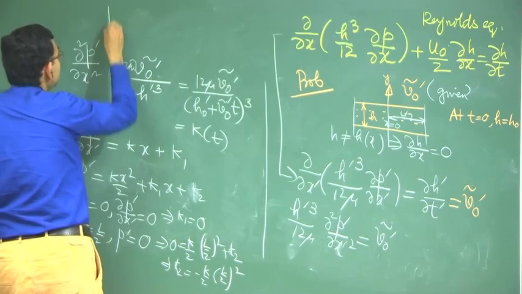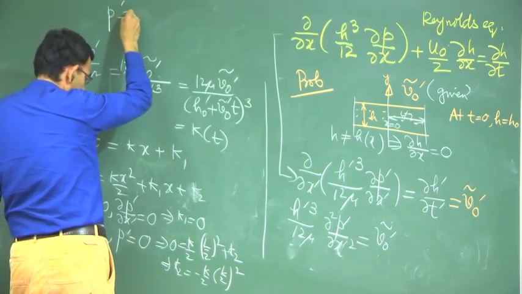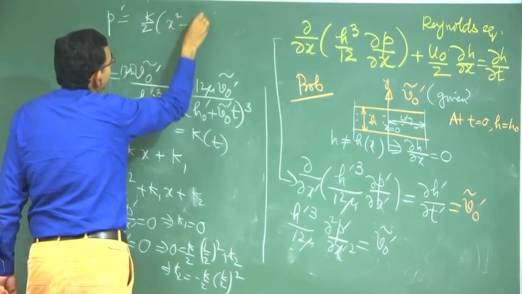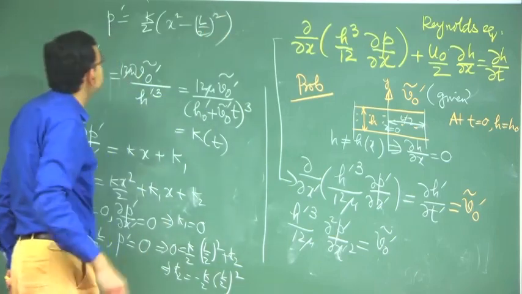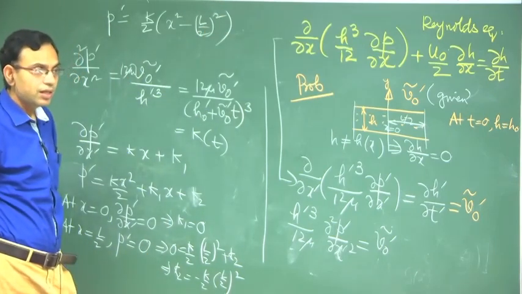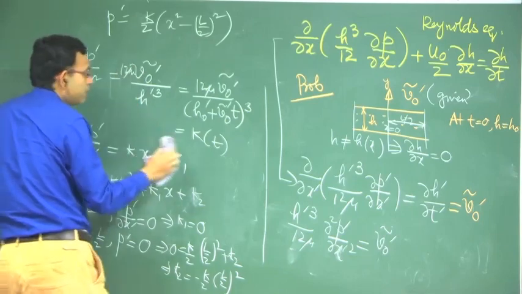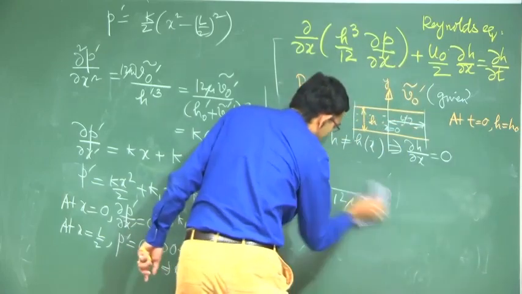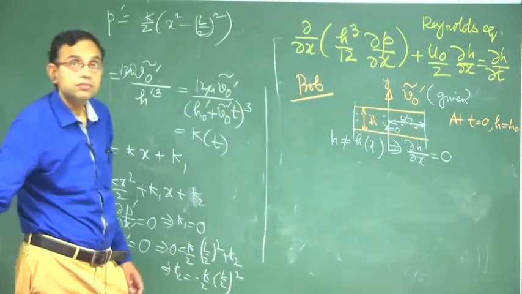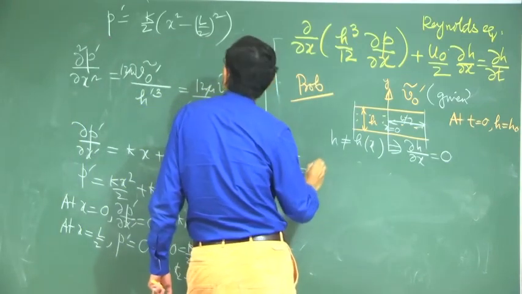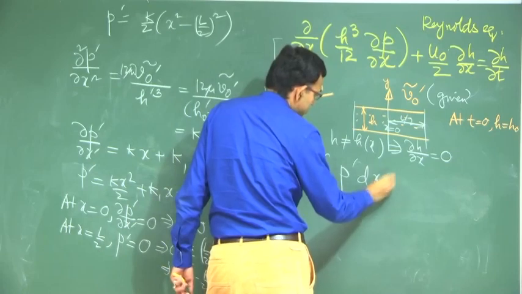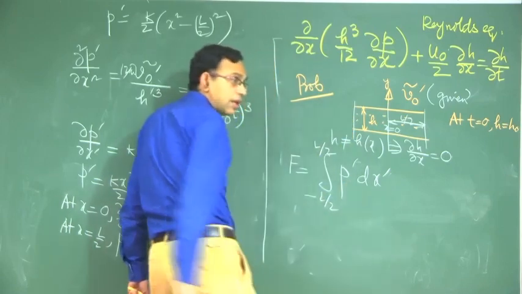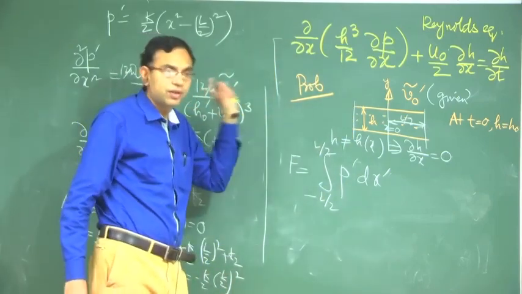So, the pressure is equal to k by 2 into x square minus L by 2, this is the pressure distribution, okay. So, we have only one more step left to calculate the force on the upper plate. F will be the integral of this from x equal to minus L by 2 to L by 2, or 2 into 0 to L by 2, whatever.